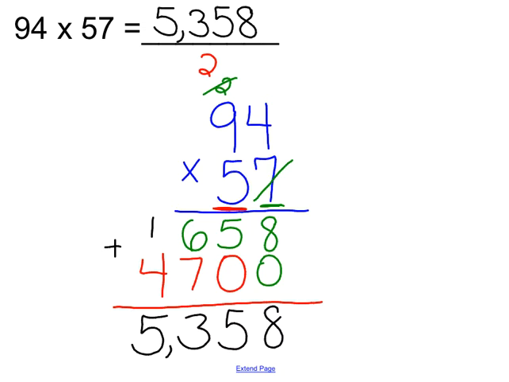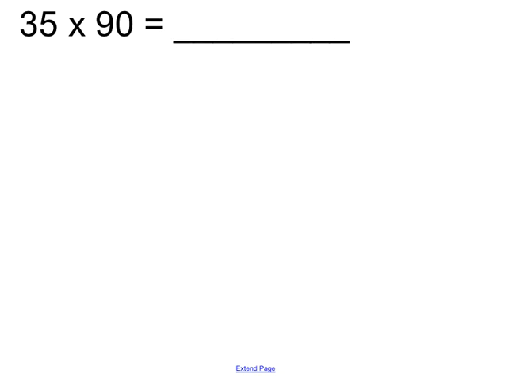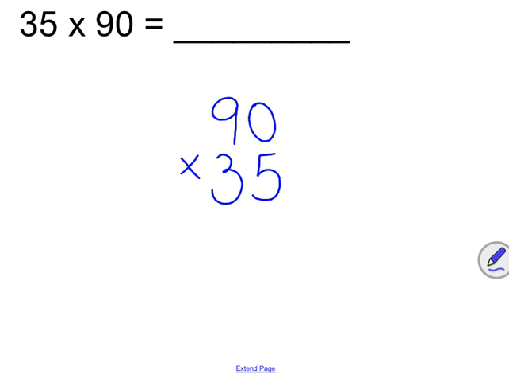Okay. I will show you one more. All right, so now we're going to do 35 times 90. Okay. Again, I'm going to set my larger number on top. So I'm going to do 90 times 35. Step 1, multiply by the number in the ones place. Well, we have a 5 in the ones place. So that's what we're going to work with first.